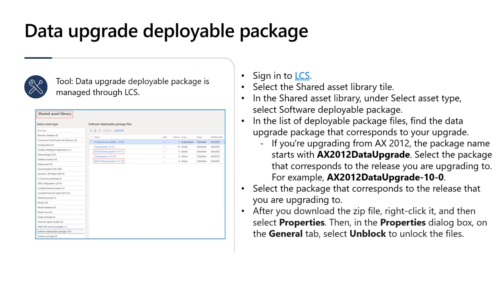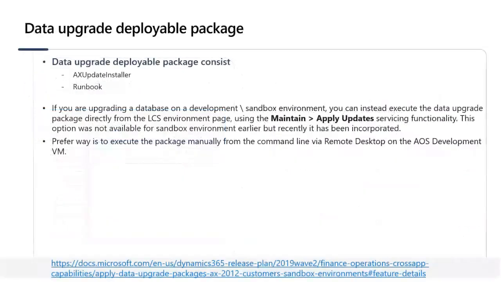While running data upgrade manually, we have seen issues related to the block on this deployable package file. So after you download the zip file, right-click it, select Properties, and then select Unblock to unlock the files. The data upgrade deployable package consists of the AX update installer and runbook.